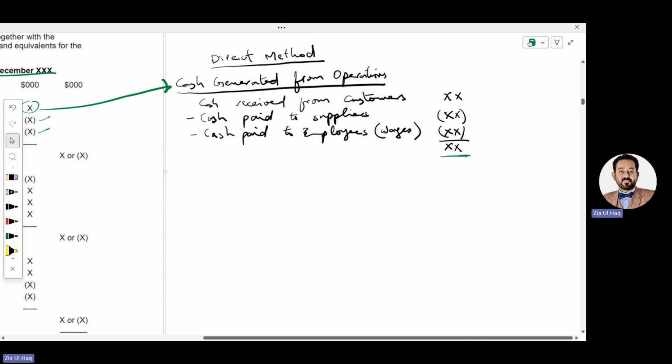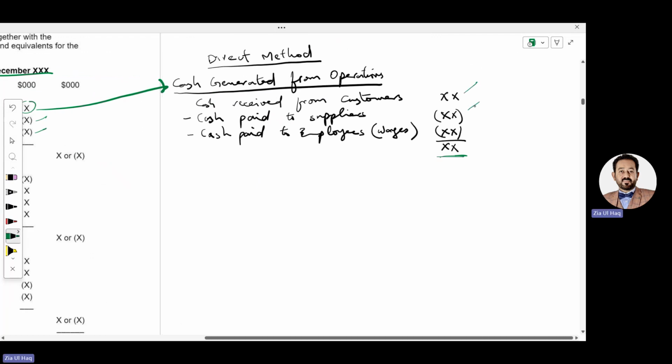But these figures are not normally easily given in the question. We have to find out how cash received from customers might appear in the question. You have the opening balance of receivables, the closing balance of receivables, and the credit sales figure. You can find the balancing figure as cash received from customers.